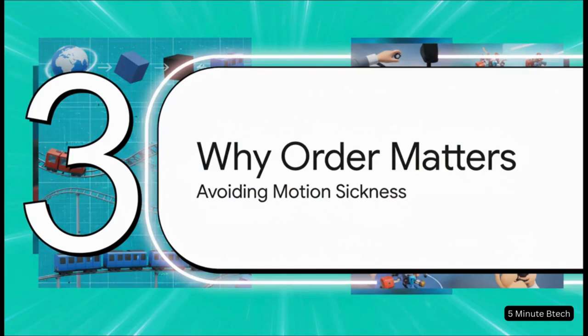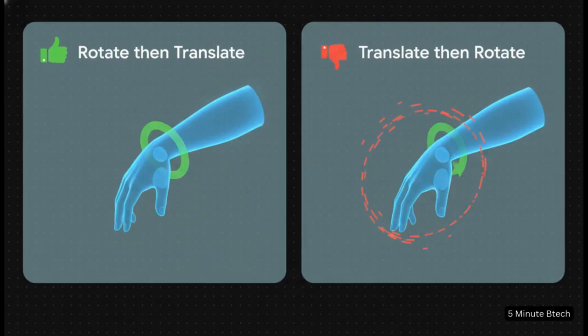Okay, so we have our 3 building blocks: translation, scaling, and rotation. But here's the thing. You can't just slap them on in any random order. There is one crucial rule that developers have to follow, and it makes all the difference between an awesome experience and, well, a really nauseating one. The most important thing to get here is that the order you do these in changes everything. Let's take your virtual hand, for example. To make it feel natural, the system has to apply the rotation first, the twist of your wrist, and then apply the translation to move it where it needs to go.